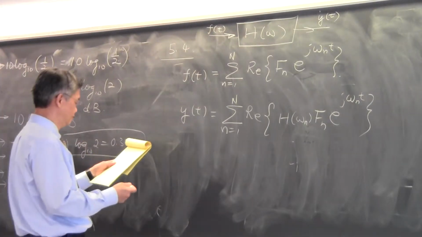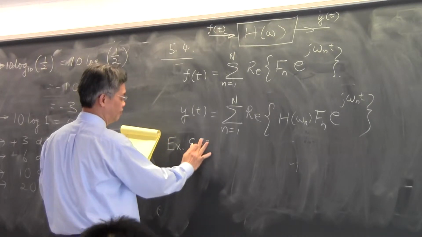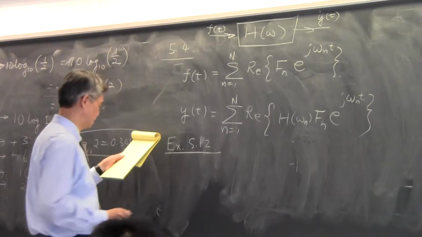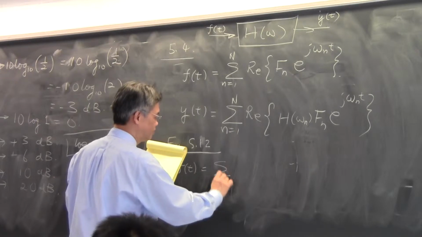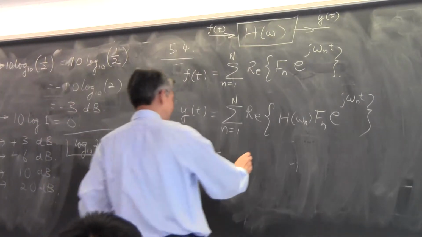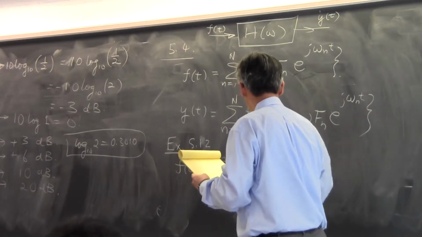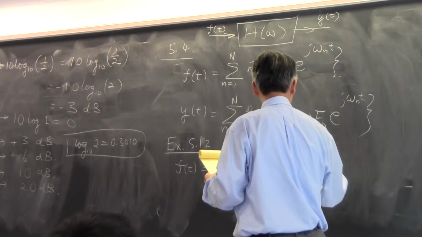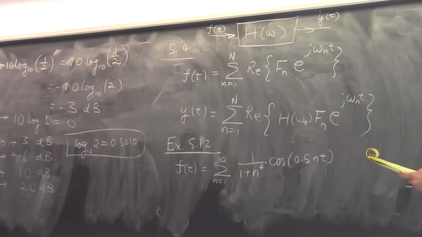So there is an example in this section, example 5.12. I have an input f(t), which is equal to the sum from n equals 1 to infinity. Wow, that is a big number. If I ask you to compute term by term, it will take you forever. Fortunately, you don't have to. You're a smart guy, so you know that the input is something like cosine of 0.5nt. Okay? What is the output?